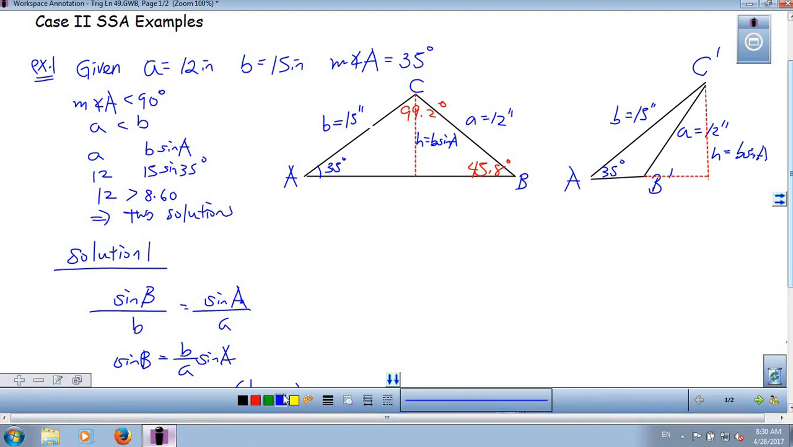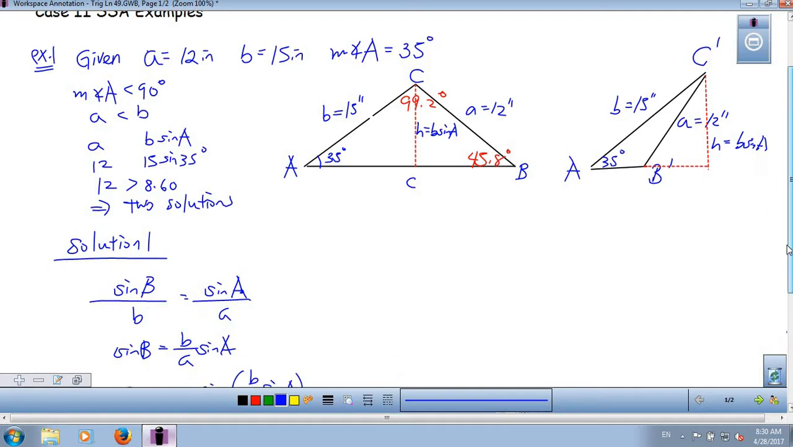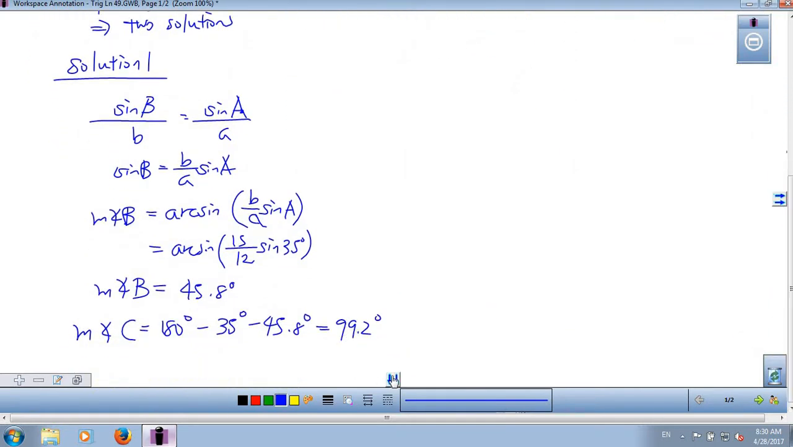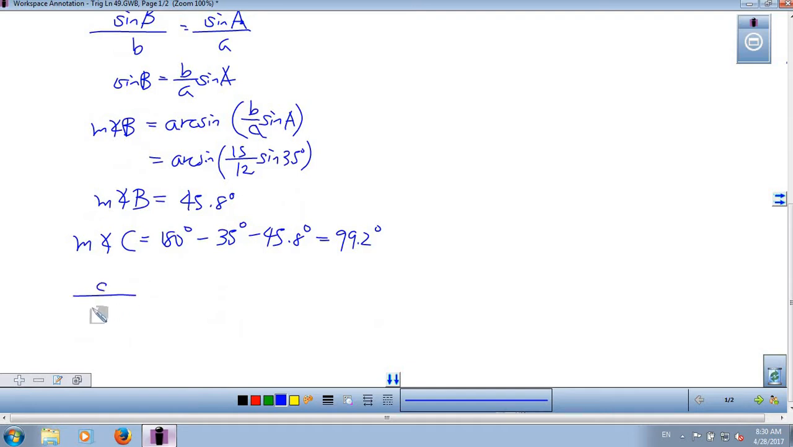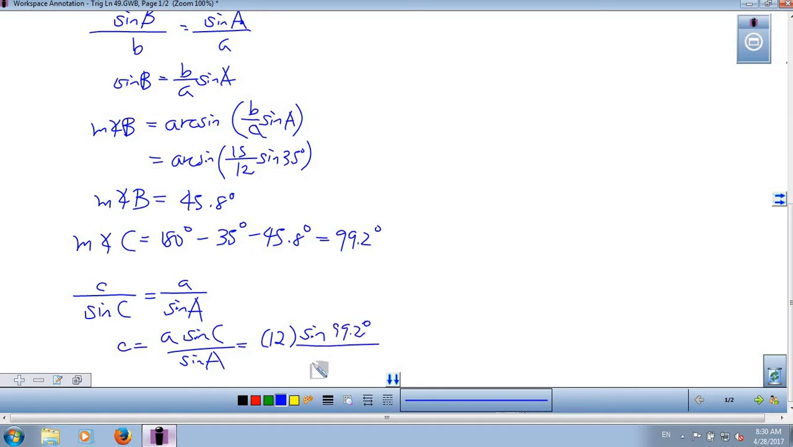Alright. Then that means we only have to solve for side c. Side c is the opposite side here. It's side AB, which is also called little c. So for little c, we're going to use the law of sines: little c over sine C is equal to little a over sine A. So little c is equal to a times sine of capital C, divided by sine of angle A. And a is 12 inches times sine of angle C, which is 99.2 degrees, divided by sine A, which is sine of 35 degrees.